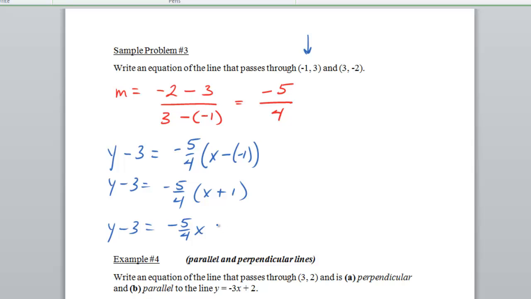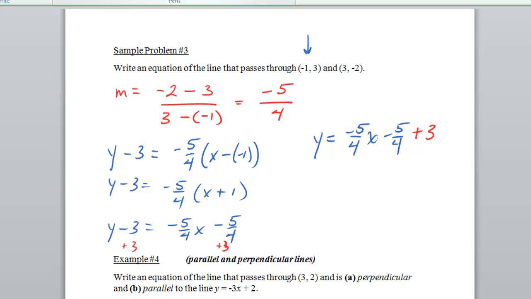Times 1 is just going to be negative 5/4. Now I have to add 3 to both sides, and this is where remembering your fraction rules is very important. So we're going to say plus 3, because that's what we did. We added 3 to both sides. Now, I can't add negative 5/4 plus 3 without changing it to a common denominator first.